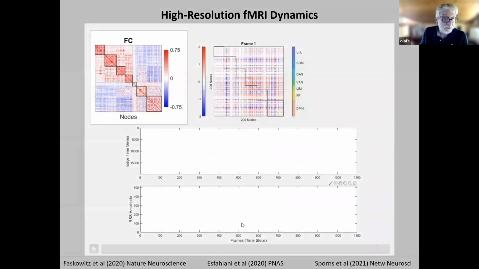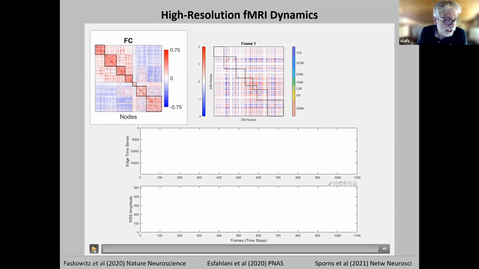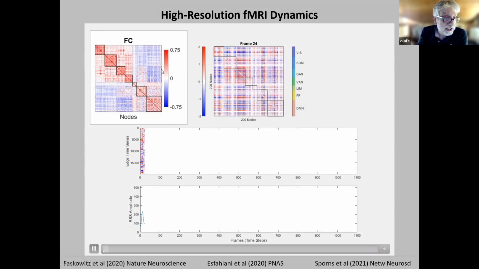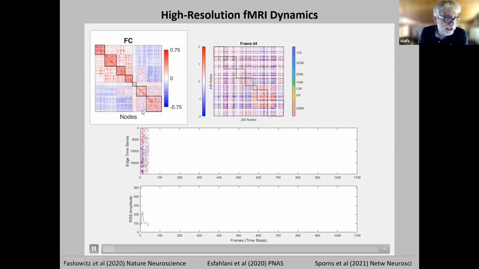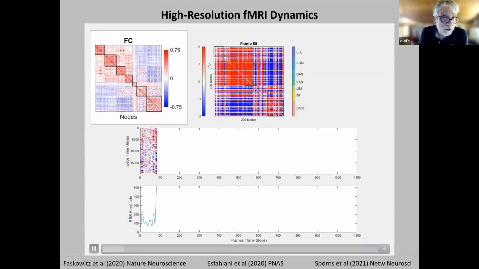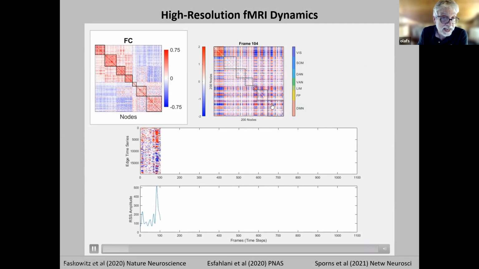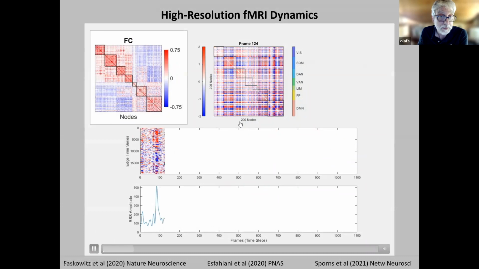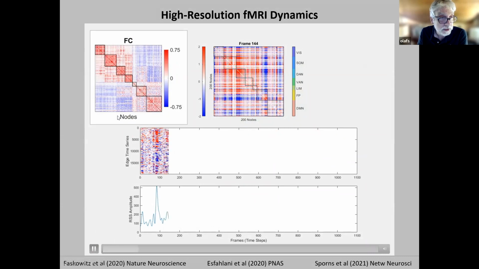I'll show you a movie here just to drive home what this looks like. You just take a regular bold time series and you compute co-fluctuations on each TR. And I'll set the movie in motion. What you see in the upper left-hand corner, that's your classic functional connectivity. The point is that the mean of all the frames that you see displayed one by one in the middle, the mean of that is exactly equal to what is shown on the left.